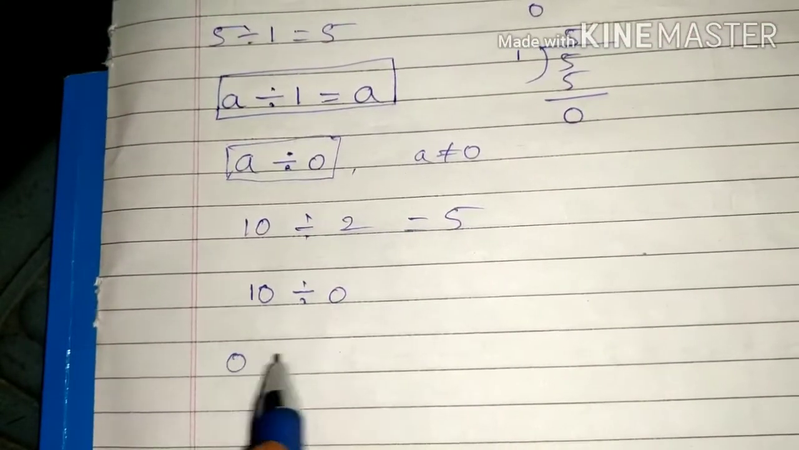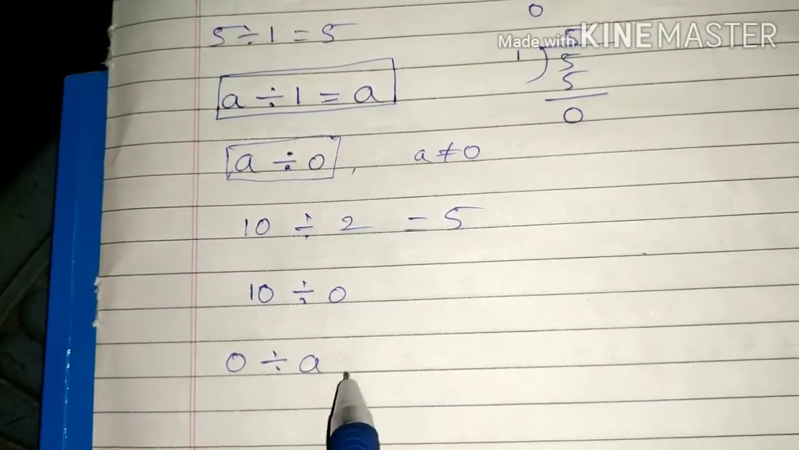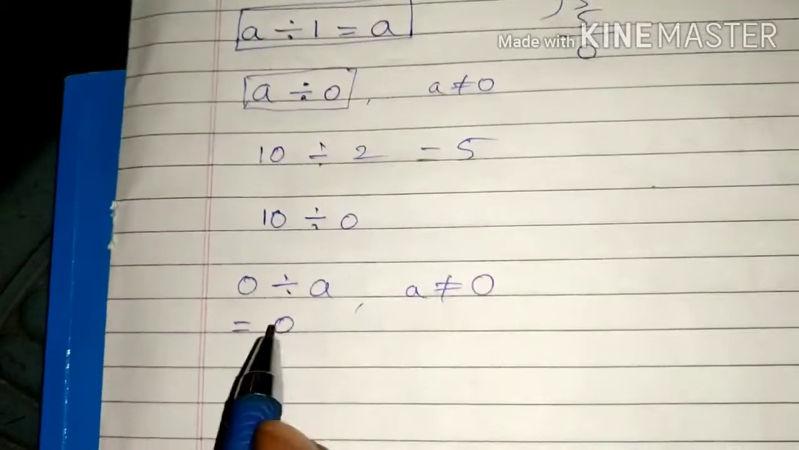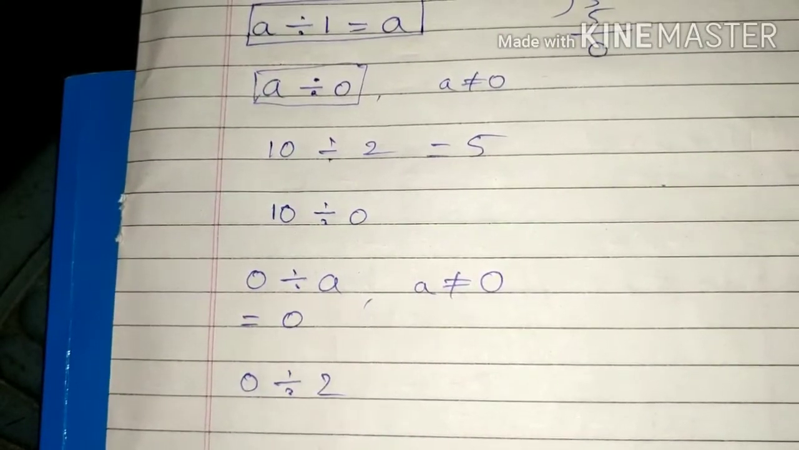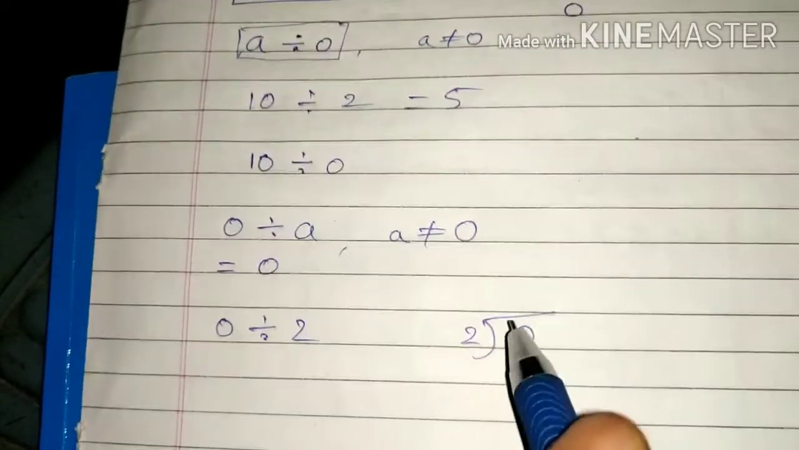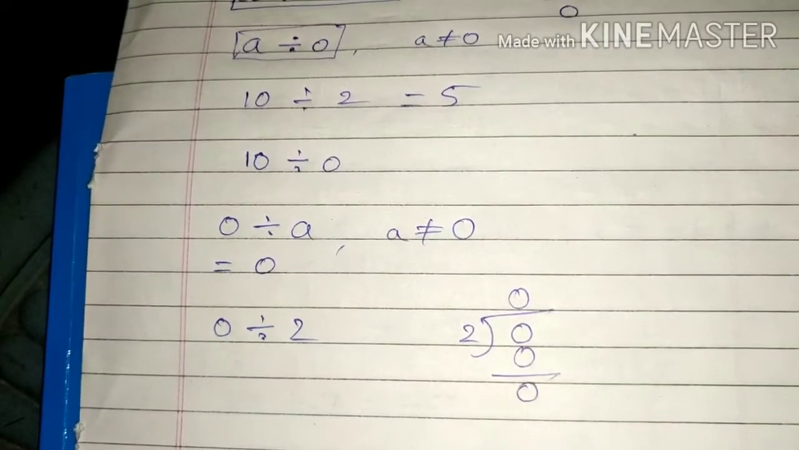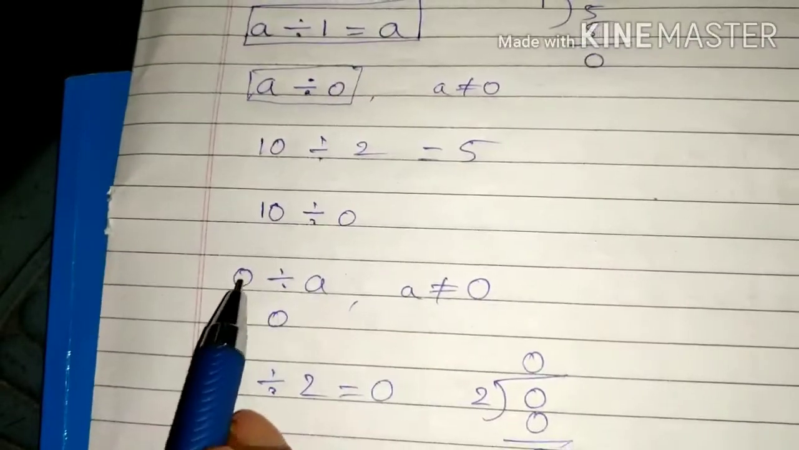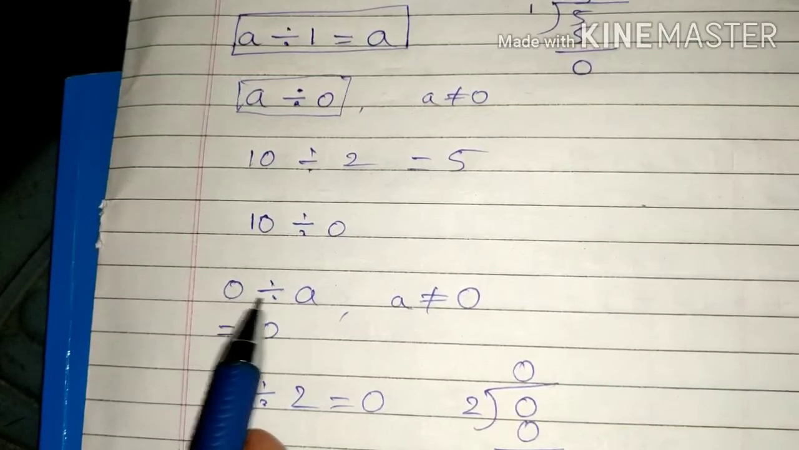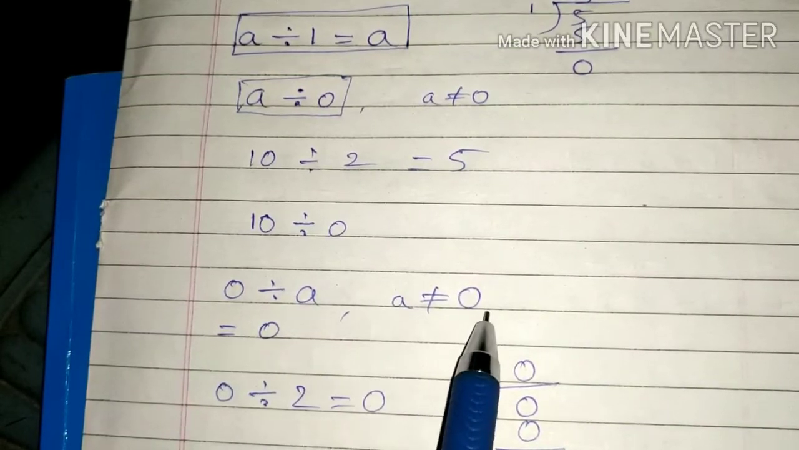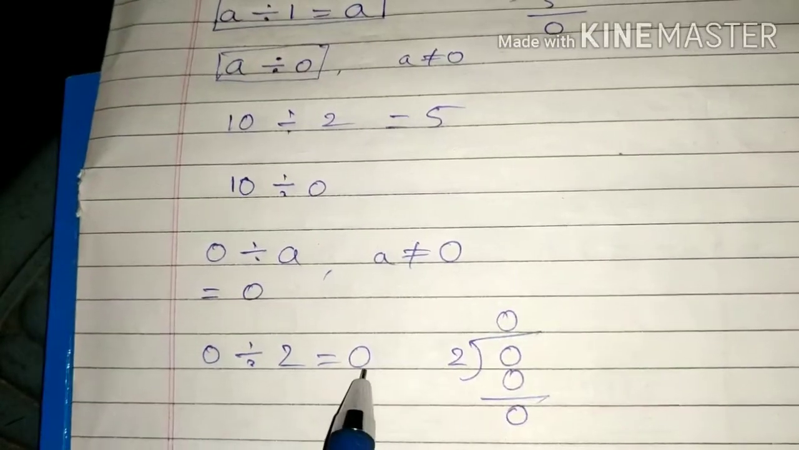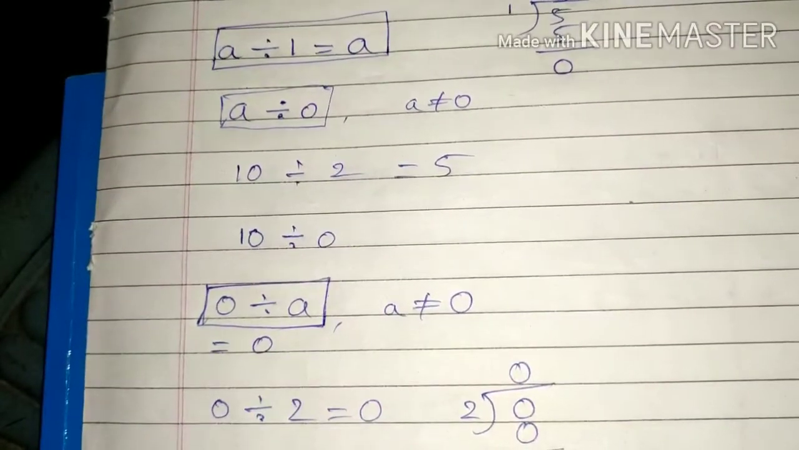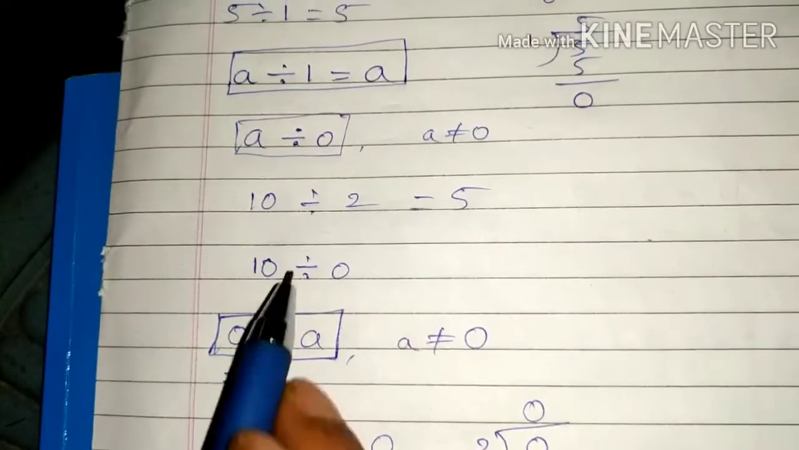Suppose you divide 0 by any number a where a is not equal to 0, then the answer is always equal to 0. For example, 0 divided by 2. What happens here? 2 zeros are 0. Correct? So the answer is 0. Therefore, if you divide 0 by any number a not equal to 0, the answer is always equal to 0. So this is another important property. This is our discussion.